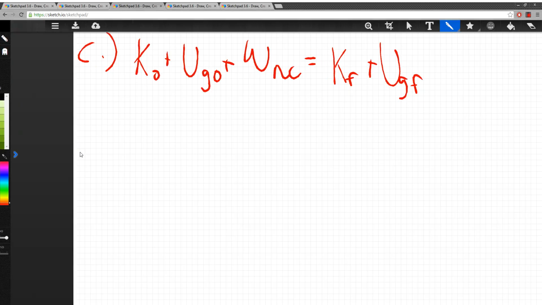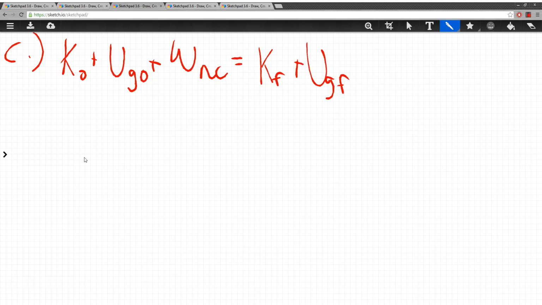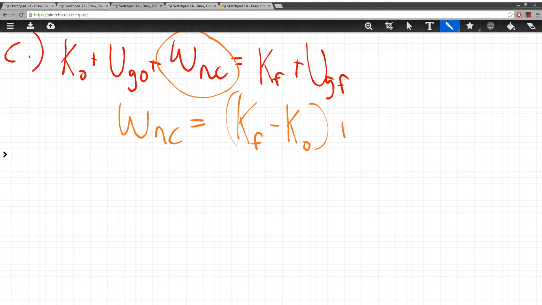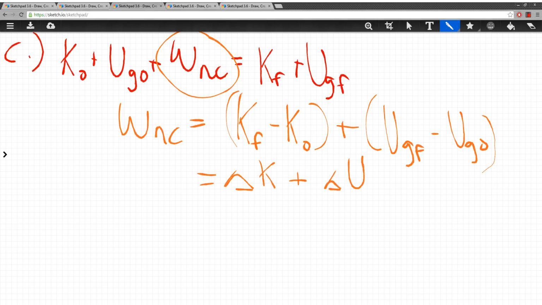And now for part C, they want you to find the force due to friction. And friction here is a non-conservative force, so in the statement of energy, the work due to friction is non-conservative. So to solve for that, you want to isolate this term, so you'll get work non-conservative equals K final minus K initial plus UG final minus UG initial. And then this simplifies to the change in kinetic energy plus the change in potential energy of gravity.